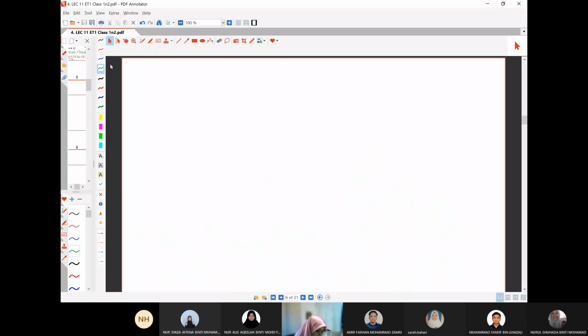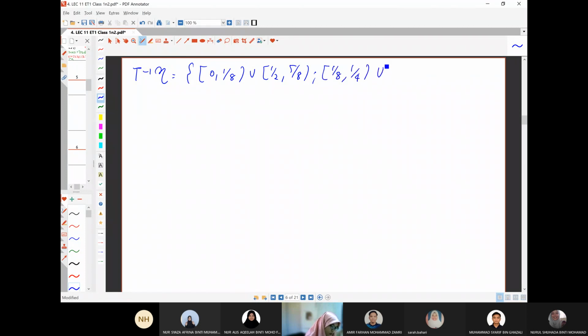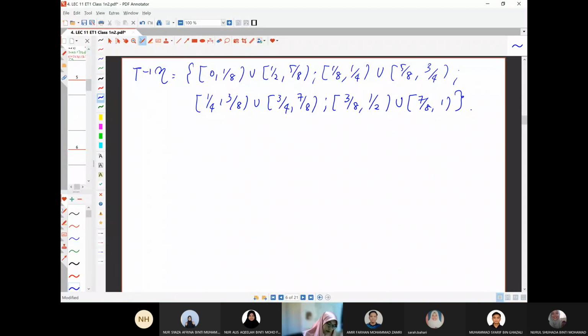Okay. So how many elements are in the pre-image of eta? 4. So the answer is the pre-image of eta: 0 to 1/8 union with 1/2 to 5/8, and then 1/8 to 1/4 union with 5/8 to 3/4, and another, the third one, 1/4 to 3/8 union with 3/4 to 7/8, and the last one, 3/8 to 1/2 union with 7/8 to 1. Okay, correct? Correct. Okay, good.